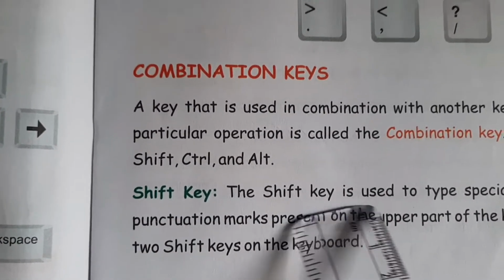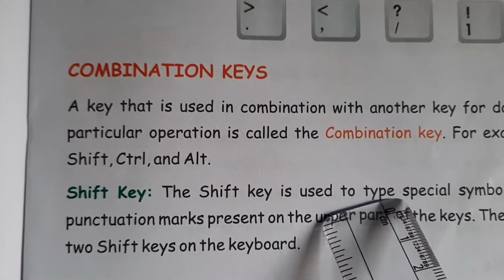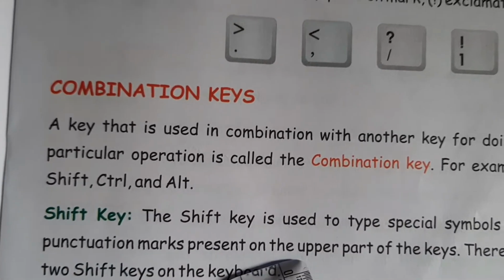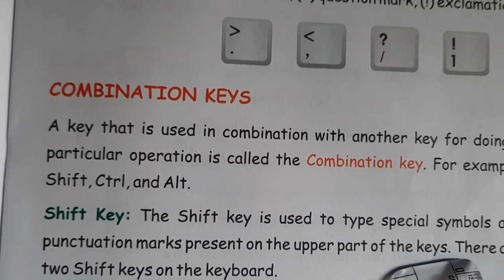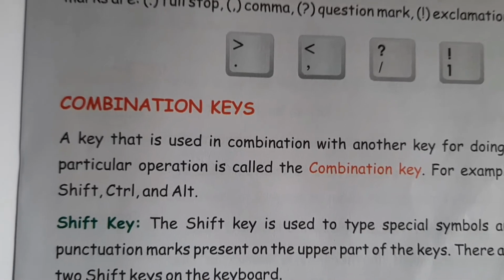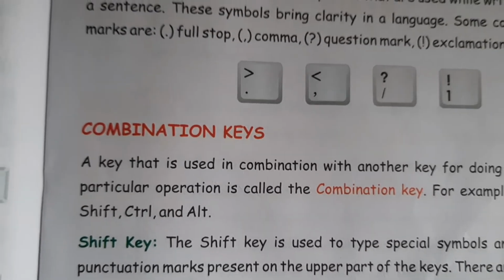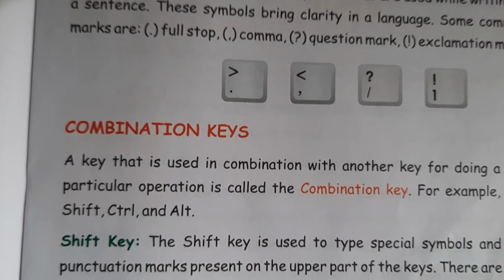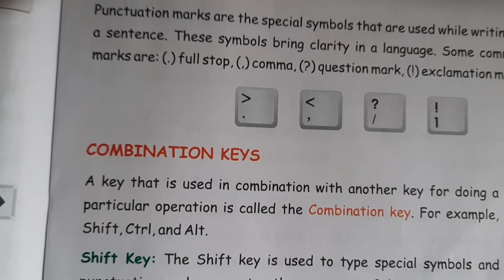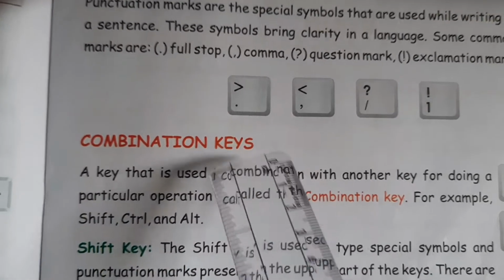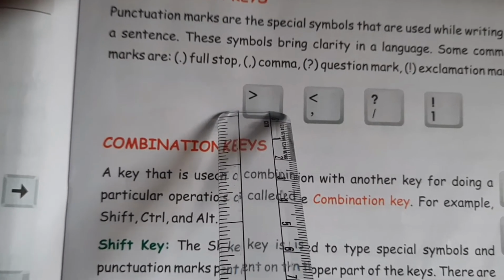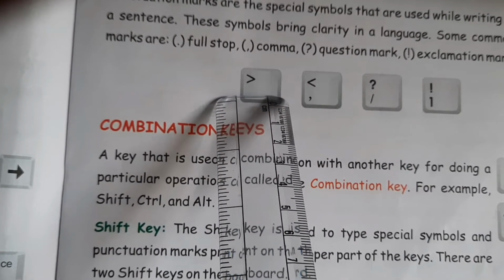The Shift key is used to type special symbols and punctuation marks present on the upper part of the keys. There are two Shift keys on a keyboard. So what is the function of the Shift key? The special symbols and the punctuation marks that we see on the upper part of the key. Right? If you see the numeric keys, here also on the keys you have two marks. The below mark can be written without the Shift key.